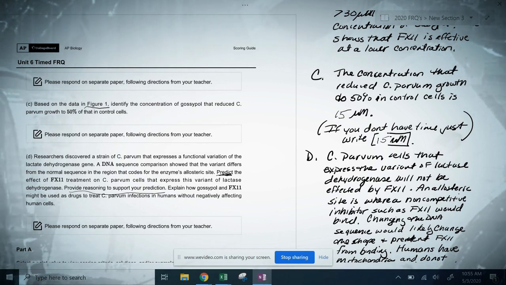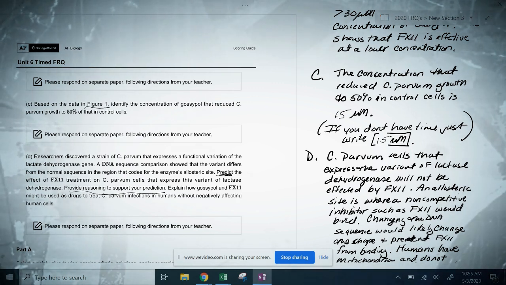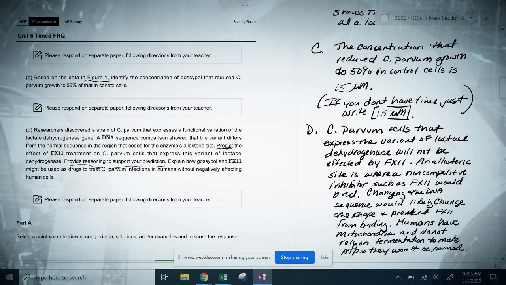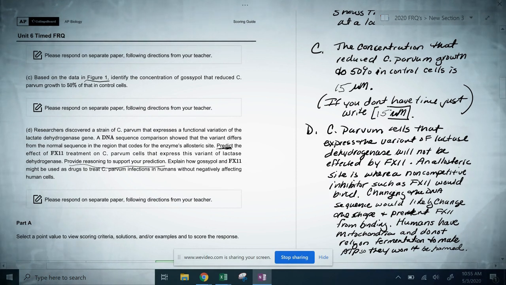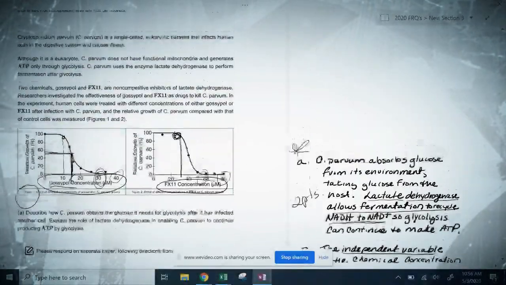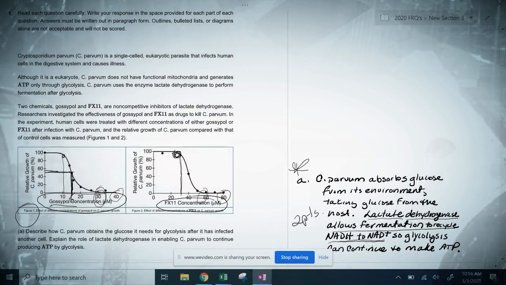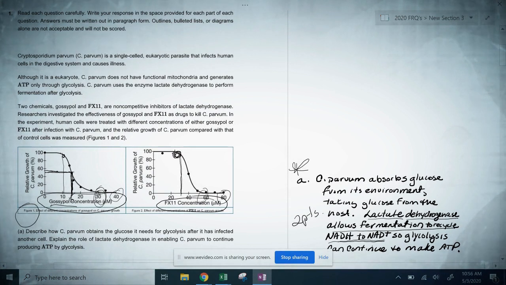And then explain how gossypol and FX11 might be used as drugs to treat C. parvum infections in humans without negatively affecting human cells. All right, so this is a tricky one. I think you might get caught up and get stumped on this, or maybe you won't. If you read the whole question, it does give you background up here: although the eukaryote C. parvum does not have functional mitochondria and generates ATP only through glycolysis.